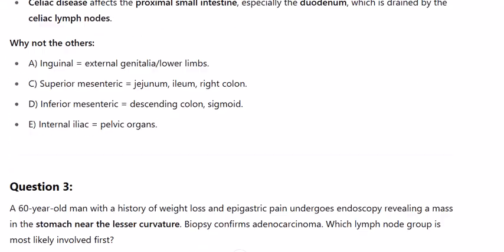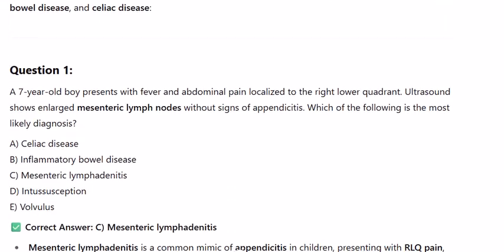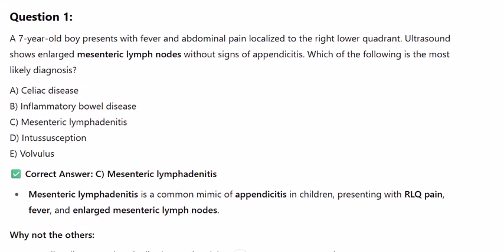Here are 3 USMLE-style questions focused on the celiac lymph nodes, their drainage, liver, stomach, spleen, pancreas, upper duodenum, and associated pathologies like mesenteric lymphadenitis, inflammatory bowel disease, and celiac disease.